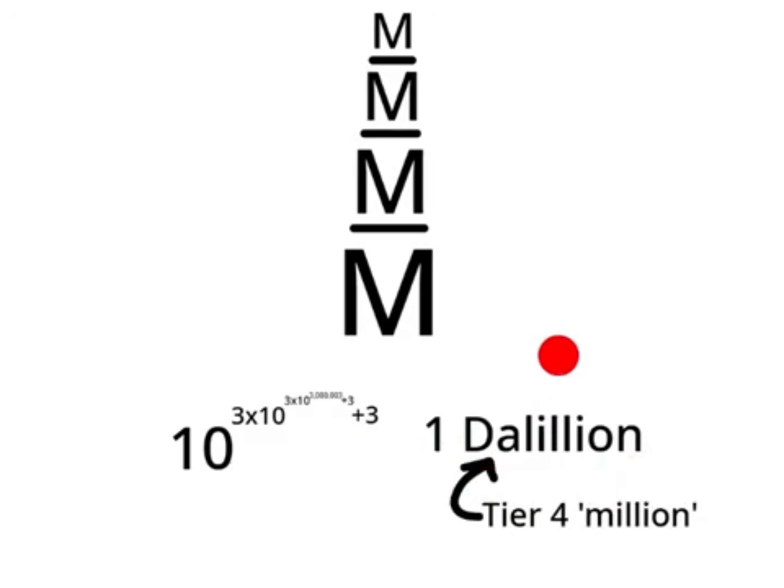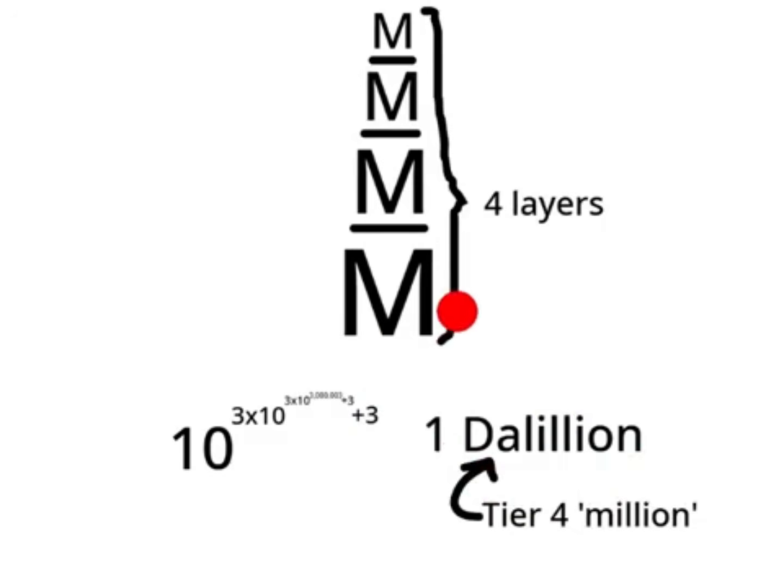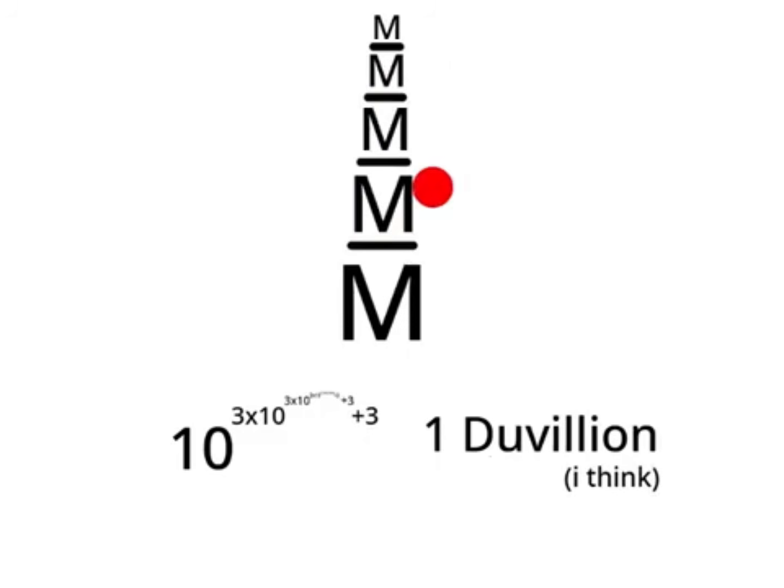But now, this is a tier 4,000,000, and there's 4 layers, which means the amount of layers is going to be the same as a tier. So this is 1 duzillion. I believe this is a tier 5,000,000, but I am not sure. I really don't know. But anyway, that's because there's 5 stacks.